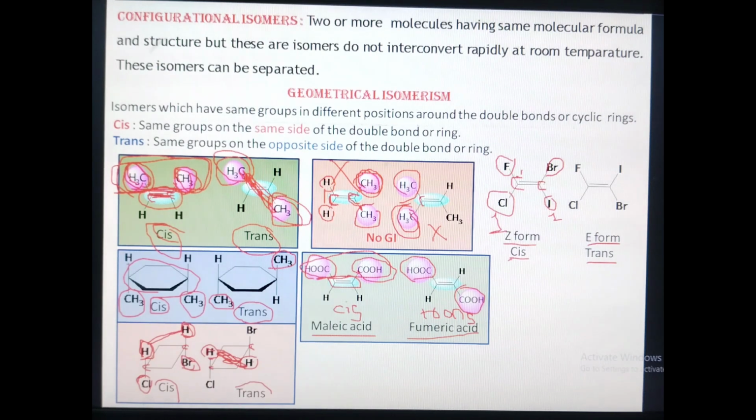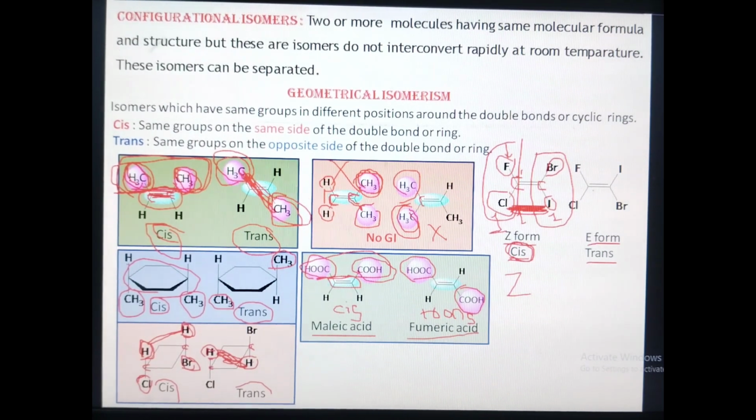So out of fluorine and chlorine, when you consider this carbon atom, chlorine gets the higher priority, and when you consider this carbon atom, iodine gets the higher priority. So iodine and chlorine, the higher priority groups, are on the same side of the double bond, hence this is called cis. When the higher priority groups are on the same side, then that form is Z form.